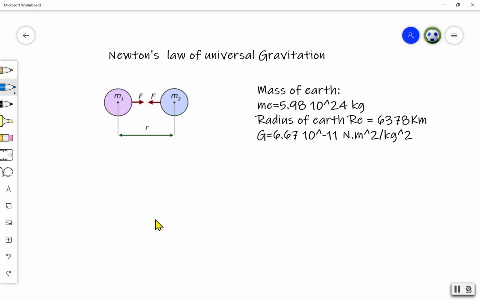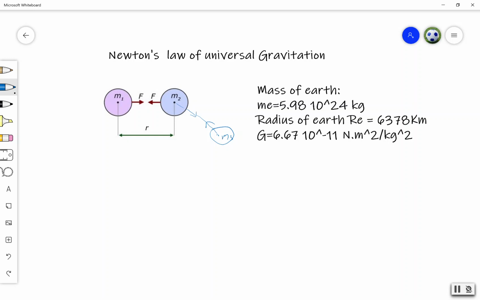It's usually stated as that every particle attracts every other particle in the universe with a force that is directly proportional to the product of their masses and inversely proportional to the square of the distance between their centers. Any particle, if you have one here, M3 for example, they also attract each other. These two particles also attract each other, and so on. So there are always forces between these particles in the universe, or masses or objects.